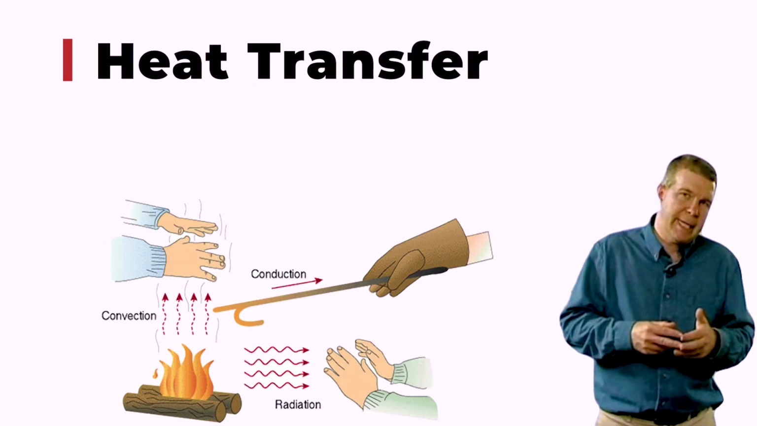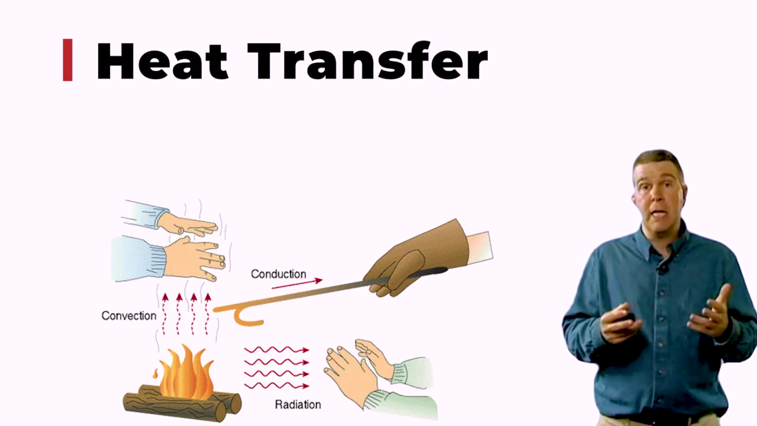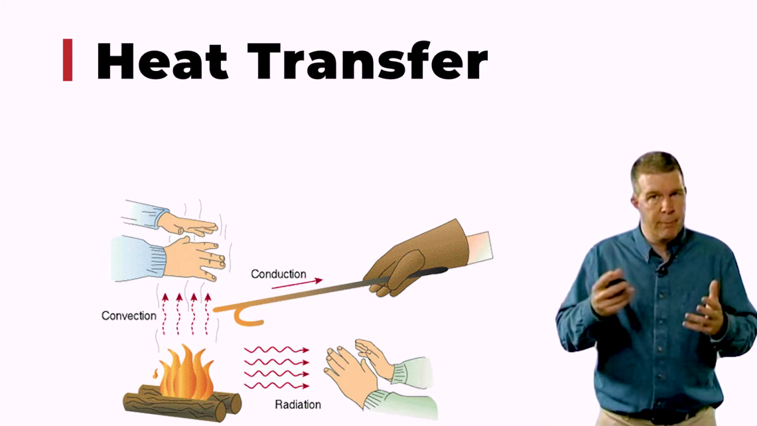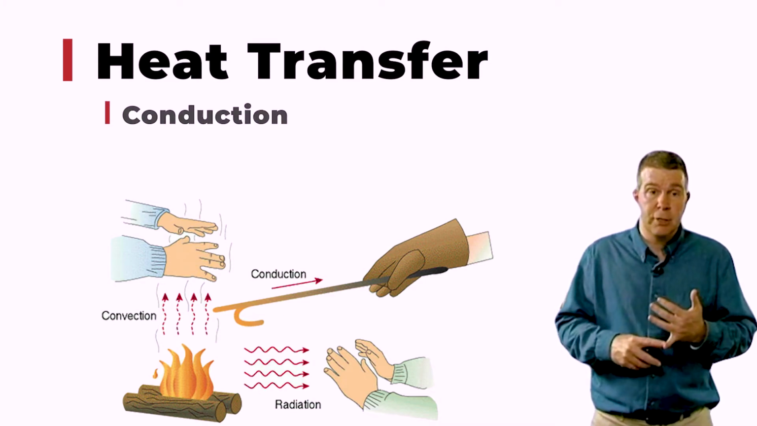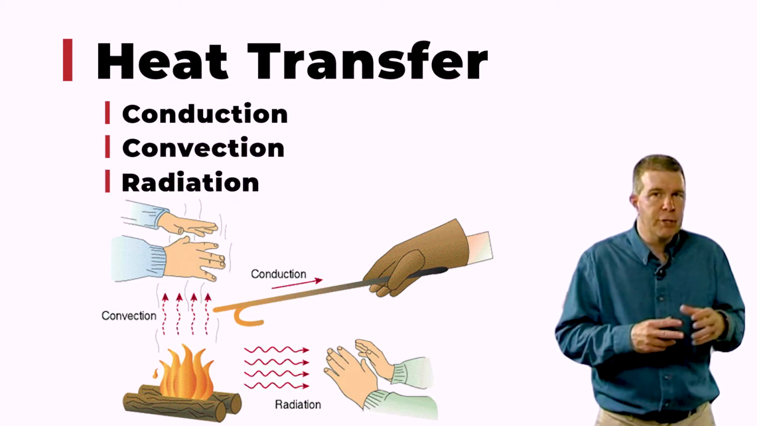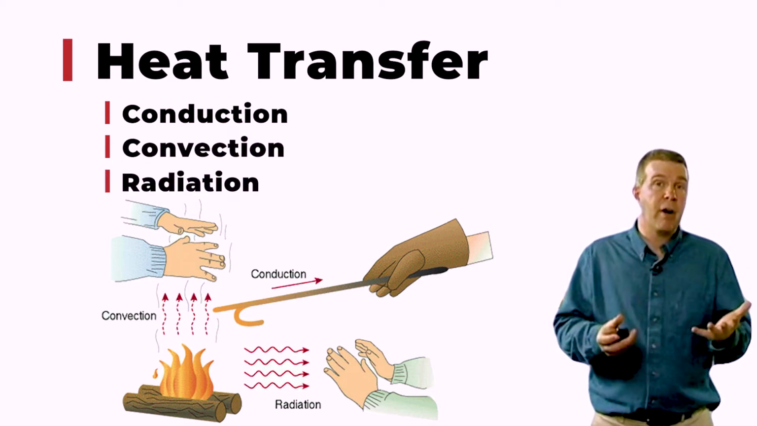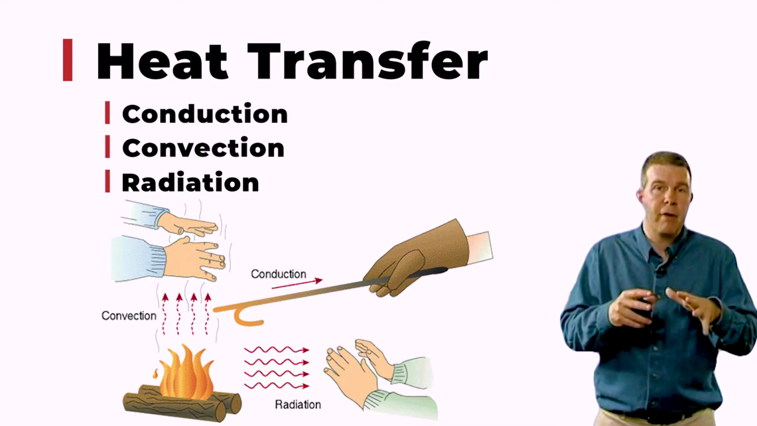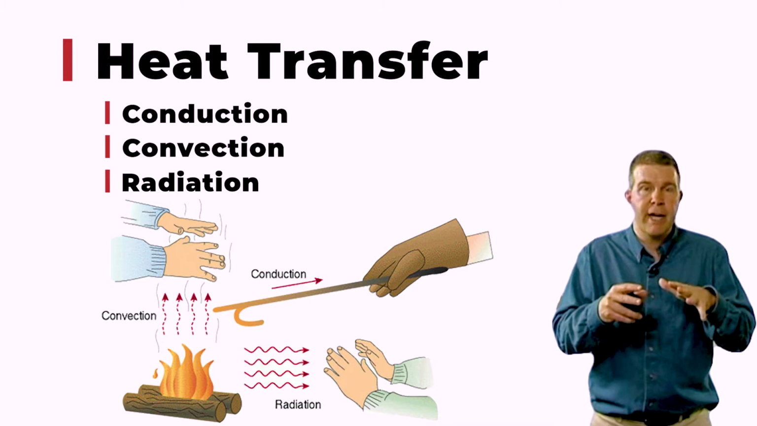Next, I want to talk about heat transfer, or just plain heat. Heat can move in a couple of different ways, 3 to be exact. We've got conduction, convection, and radiation. This illustration very clearly shows that if we have a fire on the ground and we put our hands over top of that fire, we feel convection.